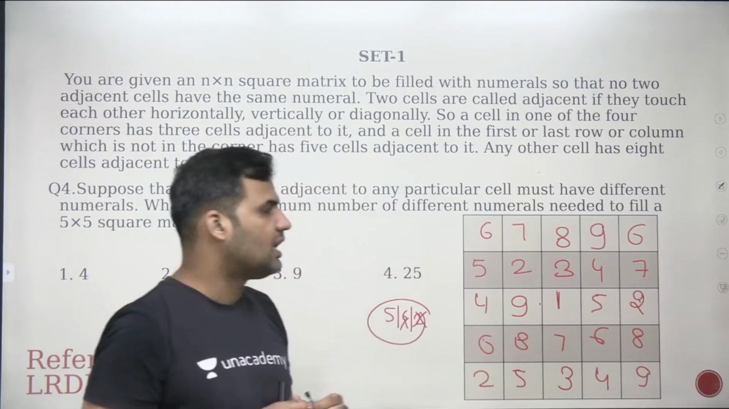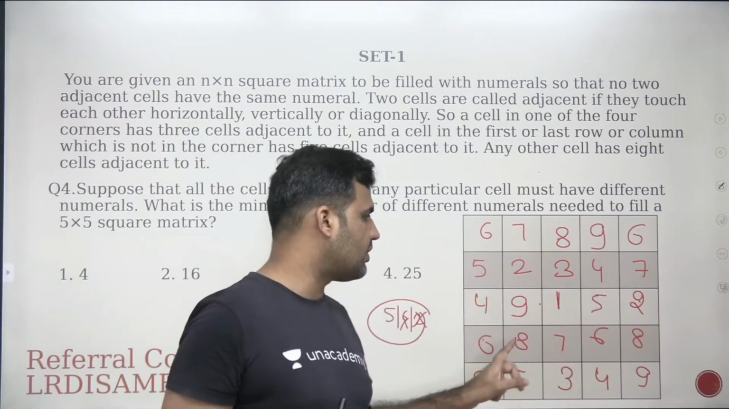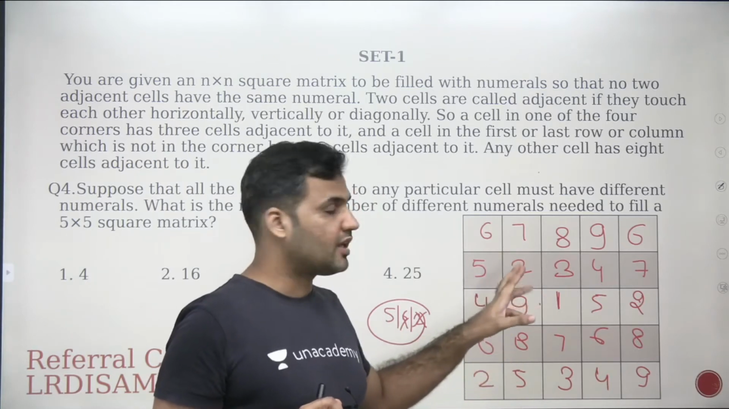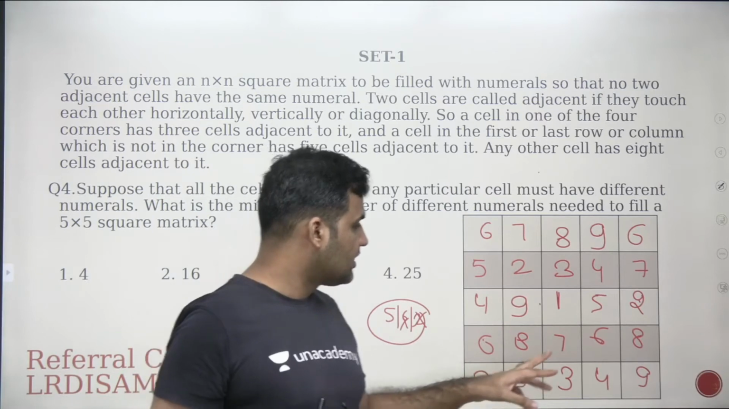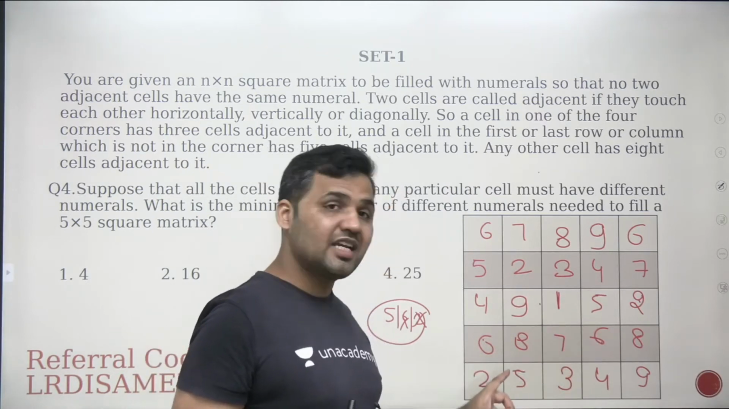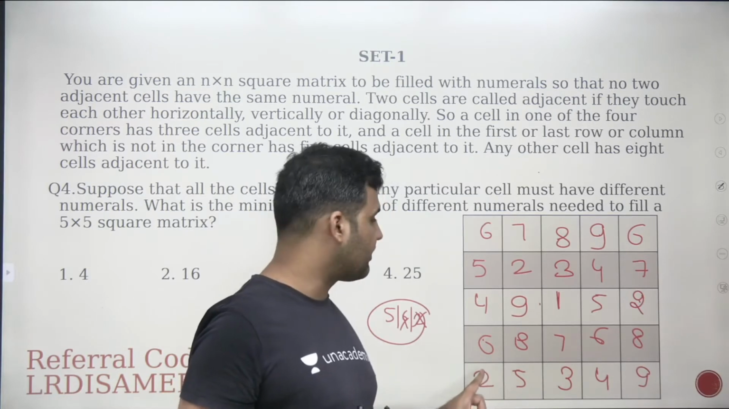Now you see that 9 digits को अगर मैं use करूँ तो किसी भी cell के adjacent में same numerals नहीं है, right? So 1 के adjacent में 8 cells हैं, 8 के 8 different हैं, right? 7 के adjacent में 8 cells हैं, 8 के 8 numbers different हैं. 6 के adjacent में 5 cells हैं, 5 के 5 different हैं, right?